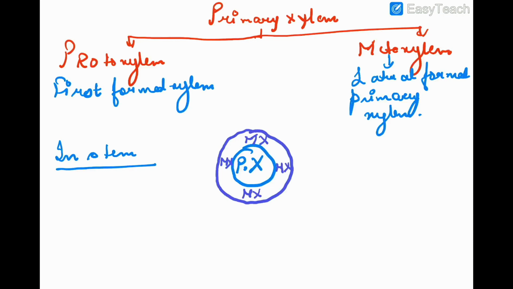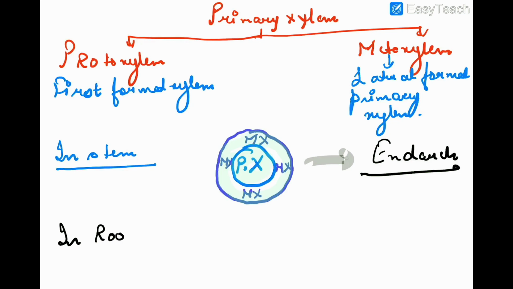As you can see, protoxylem is toward the center, whereas metaxylem is towards the periphery. Such type of condition in which protoxylem is toward the center and metaxylem towards the periphery is known as endarch. Such arrangement is known as endarch.